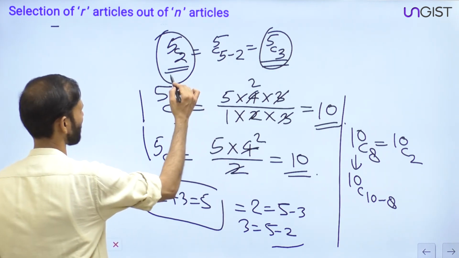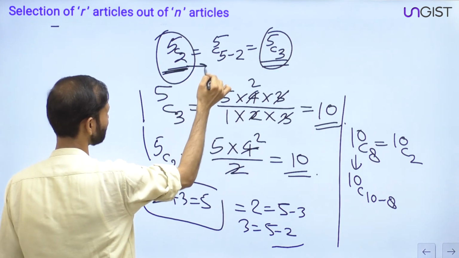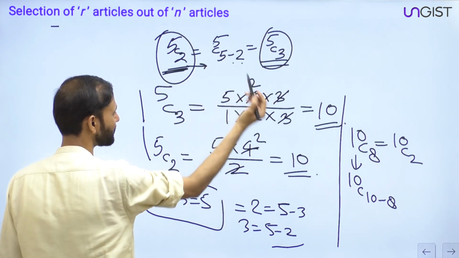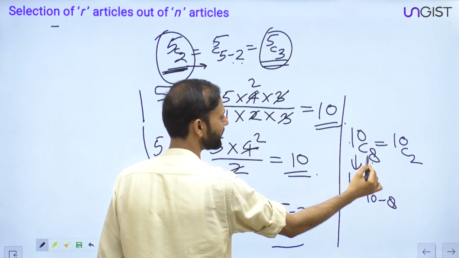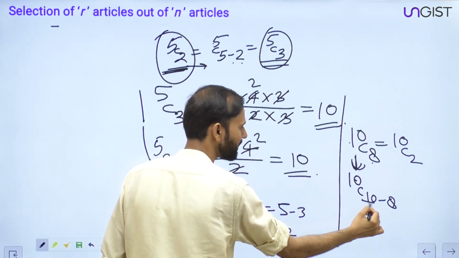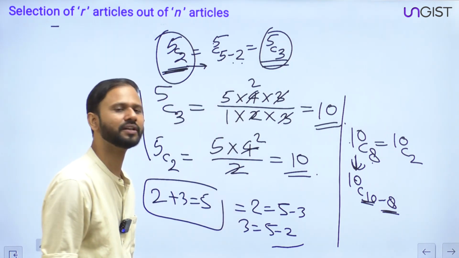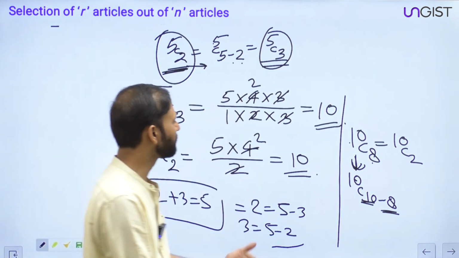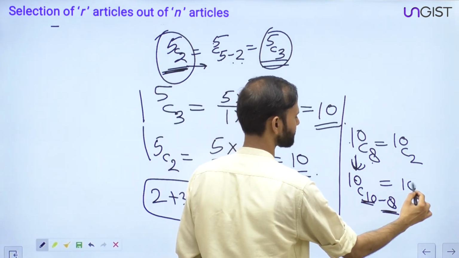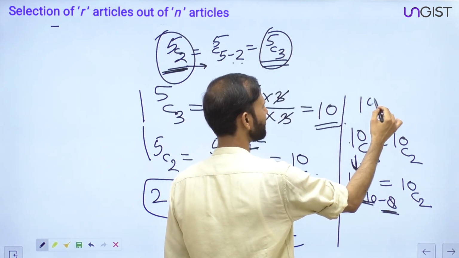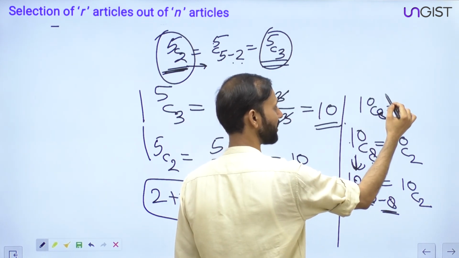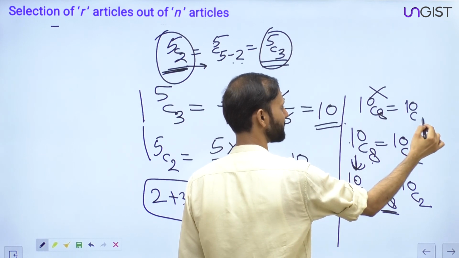See, the thing is 5C2 is equal to 5C(5 minus 2). So that's why 10C8 is equal to 10C(10 minus 8), right? So 10C8 will be equivalent to 10C2. So if you need to find the value of 10C8, don't try to find the value of 10C8, try to find the value of 10C2.